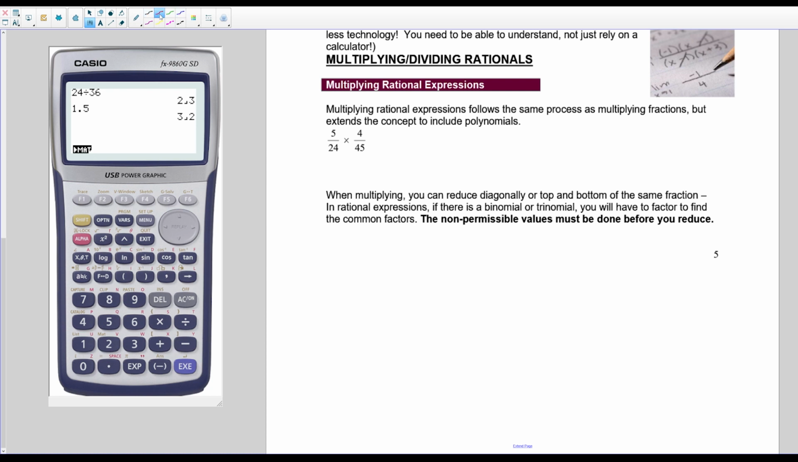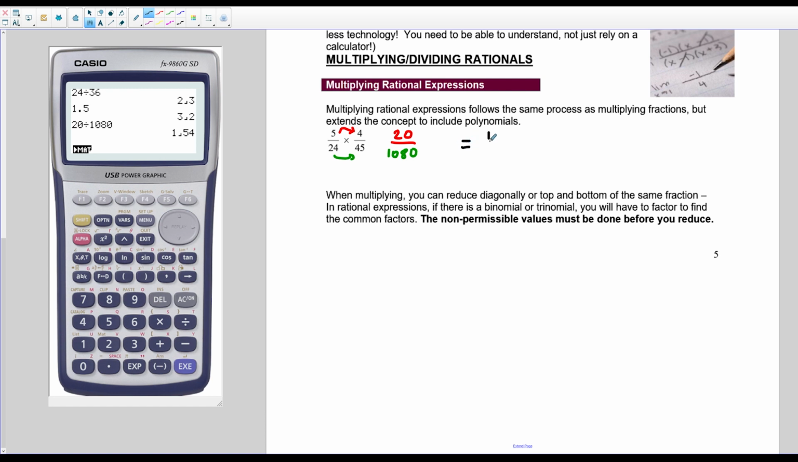So when we're multiplying rationals, we're going to once again look back at multiplying fractions. So if we're looking at this example here, if we have 5 and 4, 5 times 4 gives us 20. And we're going to divide that by 24 times 45, which gives us 1080. And pulling up our handy dandy calculator, we can go ahead and cheat a little bit. We've got 20 over 1080 gives us this decimal. I'm going to press F-D and we get 1 over 54. So we can use a calculator for something like that.